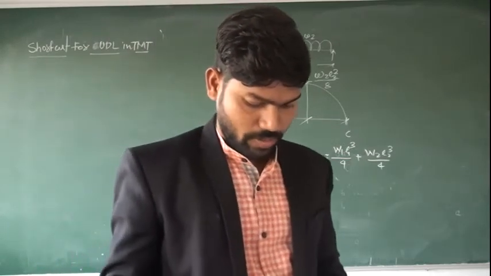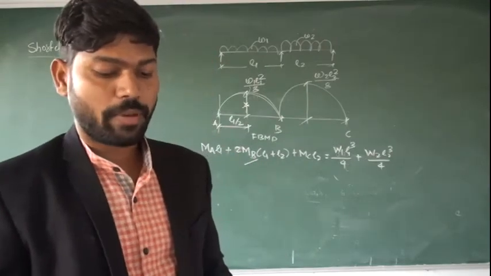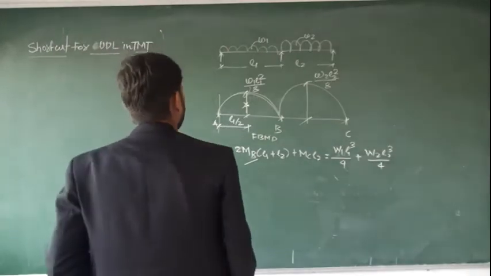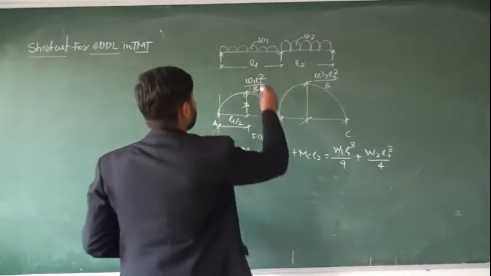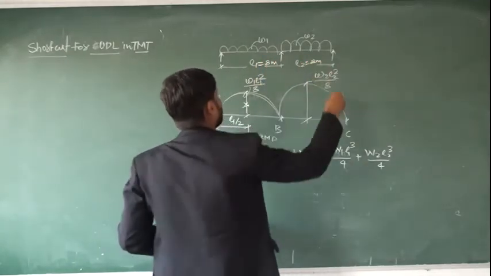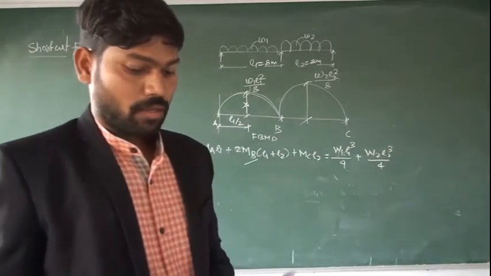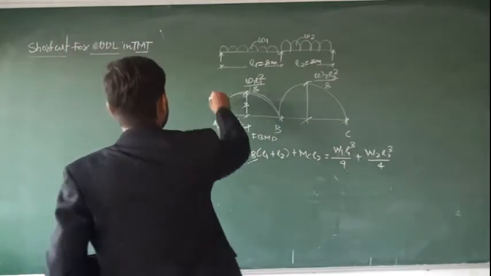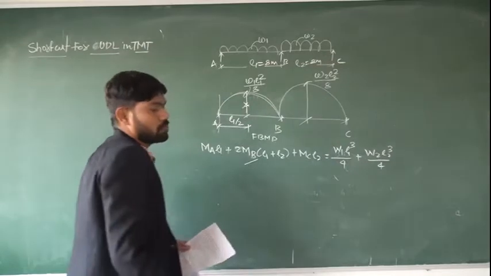Now see the numerical. A beam ABC of length 16 meter consists of spans AB and BC, each of 8 meter. So the beam ABC is 16 meter and each span is 8 meter. Now it is simply supported at A, B and C. A is simply supported, and B is also on a support, and C as well.